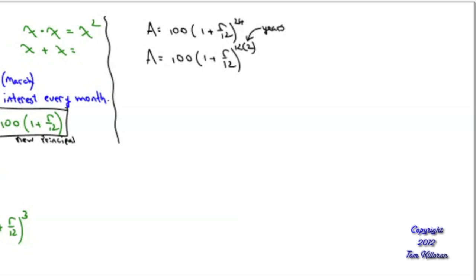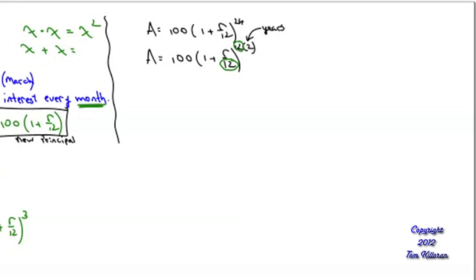Notice what happens though. This number that I put here in the denominator is the same as this number up here. Where did I get that 12? Because over here it says I gain interest every month. What if I change that word into every day? Well, that would change the 12 into 365. And what happens is this would become 365.